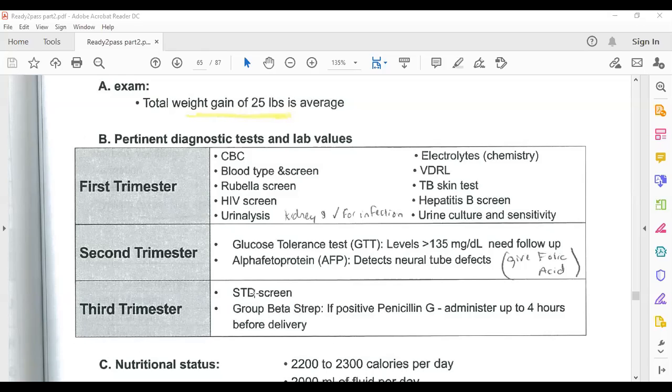In the third trimester, we can do an STD scan, meaning sexually transmitted disease, right? Group B is another test, group B Streptococcus. If positive, we give them penicillin G. So for group B Streptococci, we have to take the vaginal or anal culture, usually taken at 35 to 37 weeks. If positive, give them penicillin G.